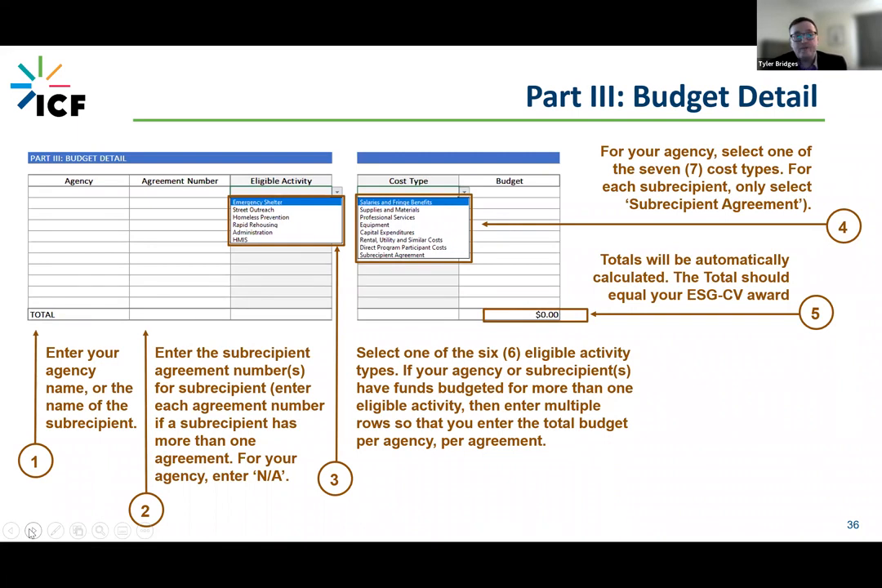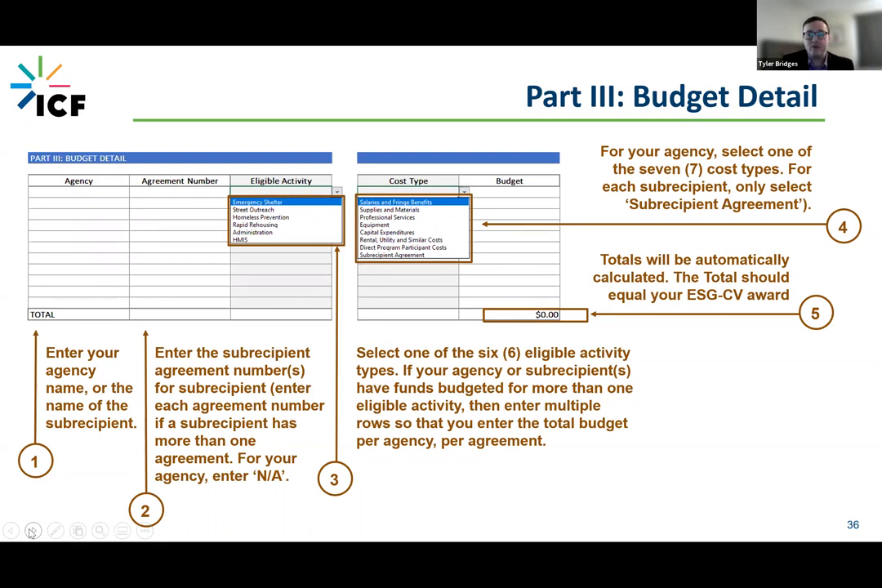Next, in the second column, under agreement number, enter the subrecipient's agreement numbers for each subrecipient. So for example, if you have 2 subrecipient agreements with the same subrecipient, but for different eligible activities, then you would enter the subrecipient's name twice in the first column, then enter the separate agreement numbers in the second column. For your agency, simply enter NA, which means non-applicable.